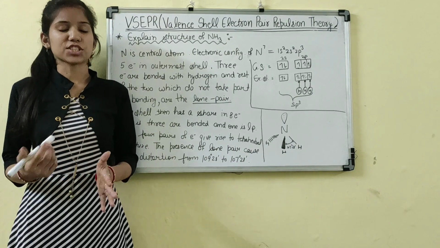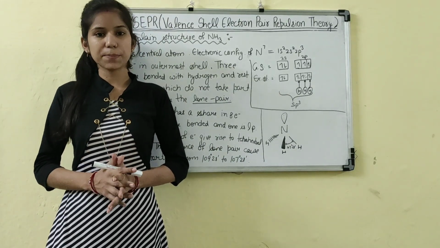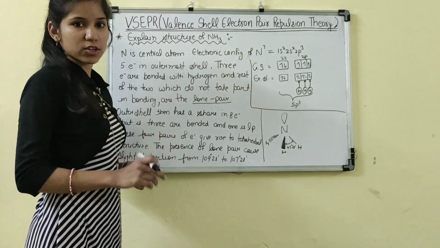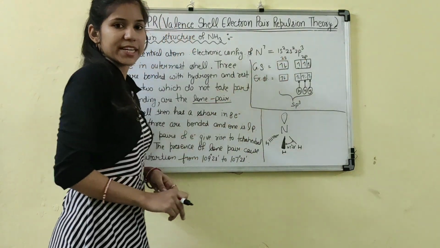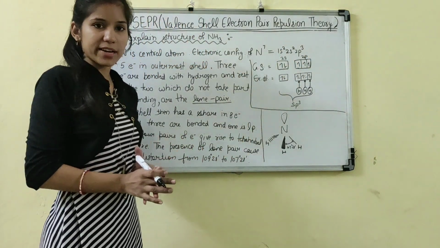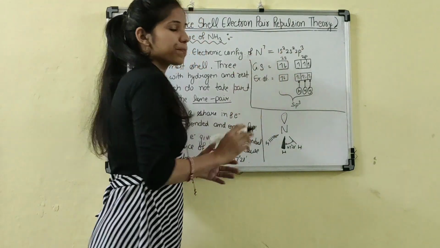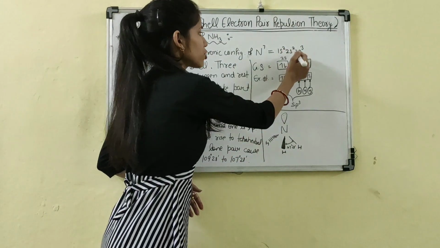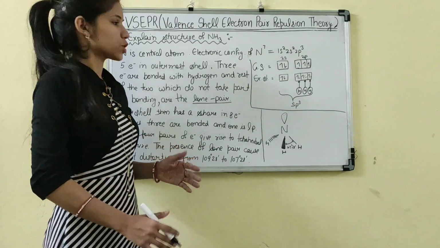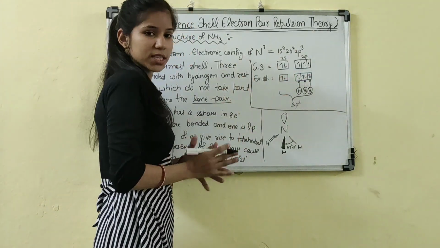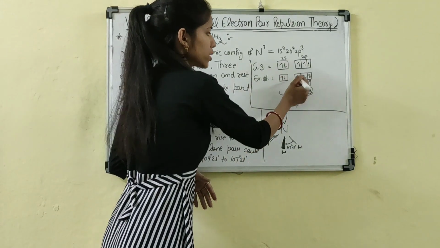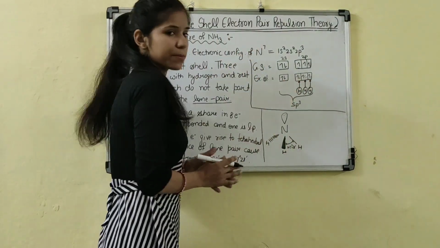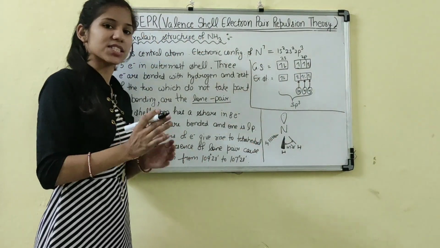Now we explain the structure of NH3 on the basis of VSEPR theory. In NH3, nitrogen is the central atom and its electronic configuration is 2s2 2p3. So in the outermost shell there are 5 electrons present. In this, 3 p orbitals or 3 electrons are bonded with hydrogen atoms and the remaining 2 electrons are called the lone pair. So in the ground state this will be 2s2 2p3 and in the excited state this will be 2s2 2p3, and these 2p orbitals are bonded with 3 hydrogen atoms and they form sp3 hybridization.